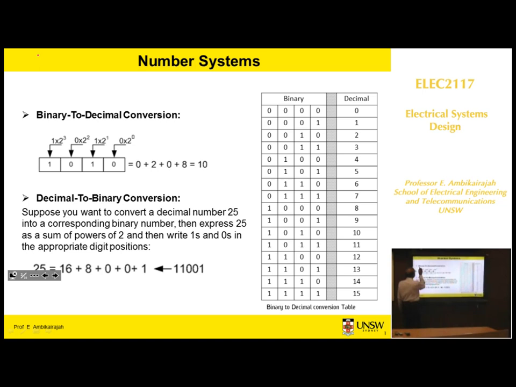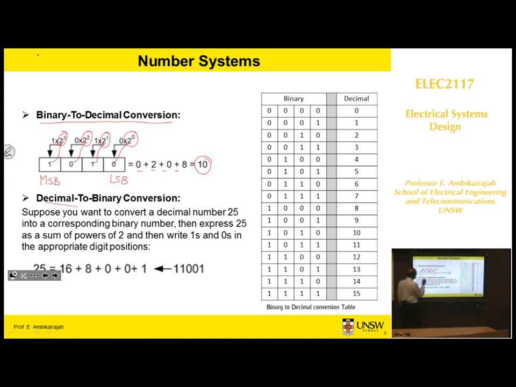So the first one is we look at binary to decimal conversion. If you have a binary number, that's the least significant bit. That's your most significant bit. If you want to convert this into decimal, first position is 2 to the 0, the second position is 2 to the 1, third position 2 to the 2, the fourth position is 2 to the 3. So you multiply this one by that, this one by this one, and that one with that. Write down the value and add them. So this binary number is equal to 10 in decimal.